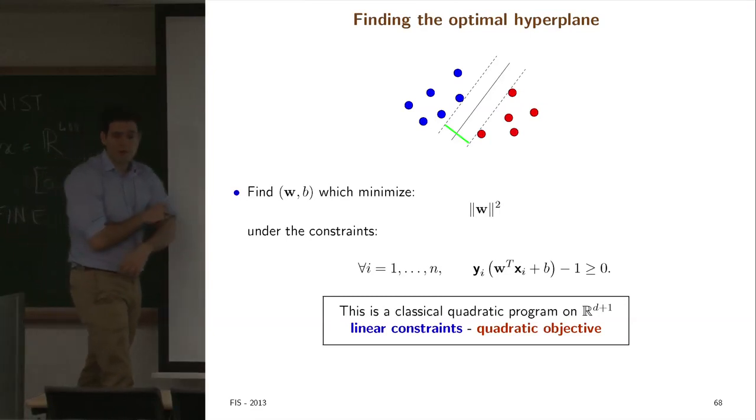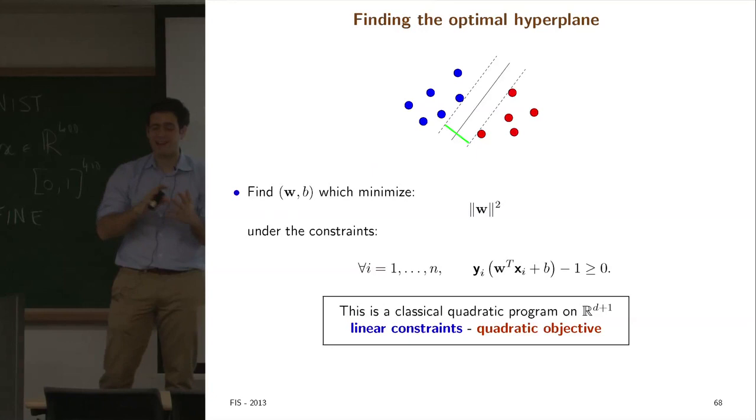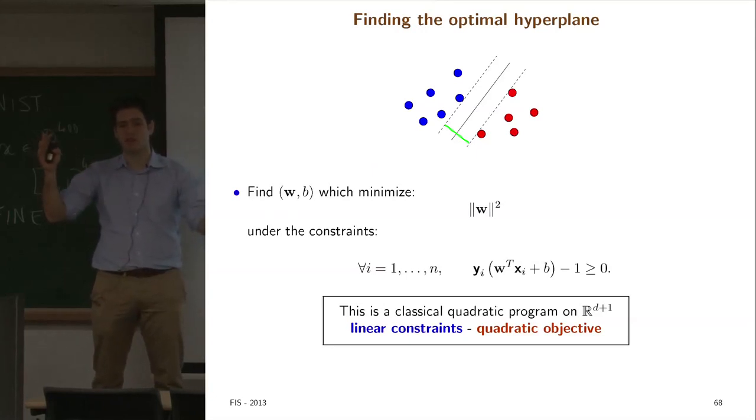So what is the problem that the SVM will try to solve? Again, remember, we're trying to maximize the tube, which means minimize the norm of w.